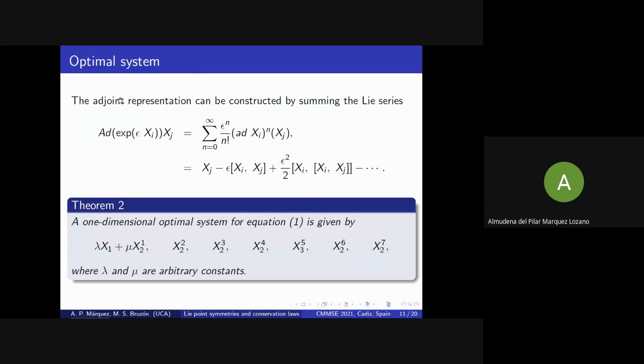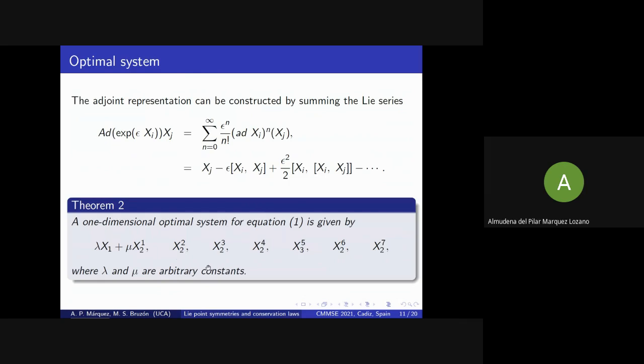Once we have the Lie bracket, we can find the adjoint representation, which is defined with this expression. Okay, here we have the Lie brackets. So it's necessary first to calculate the Lie brackets and then the adjoint representation for each pair of vector fields. So doing this, applying these two expressions, we have the one-dimensional optimal system for our PDE.